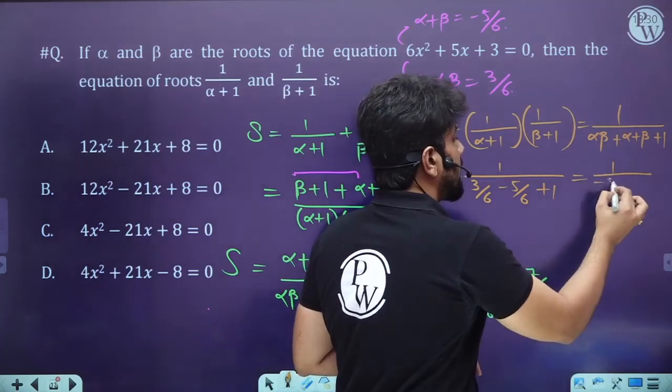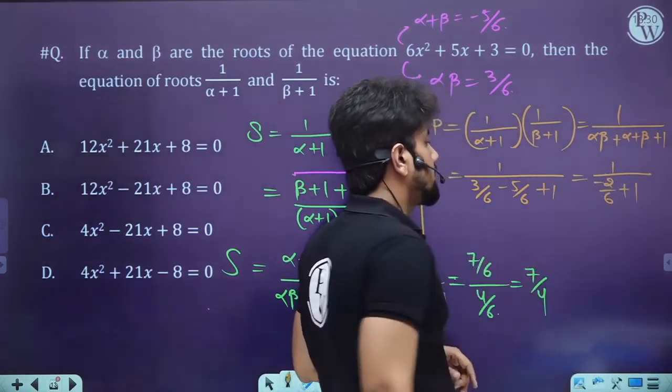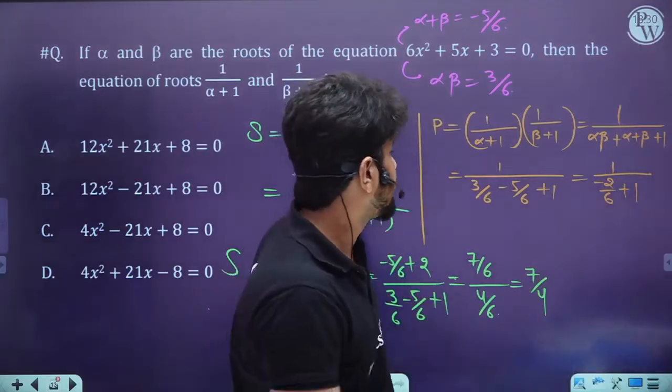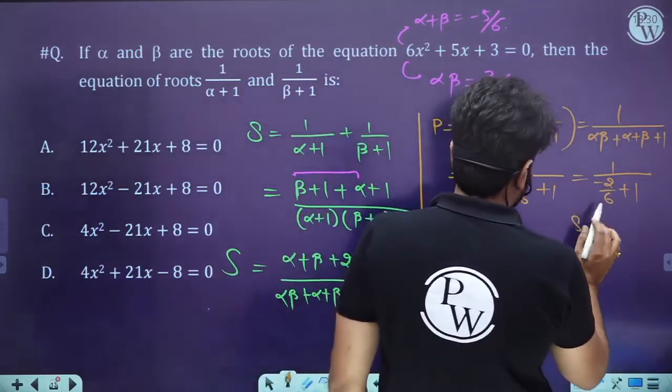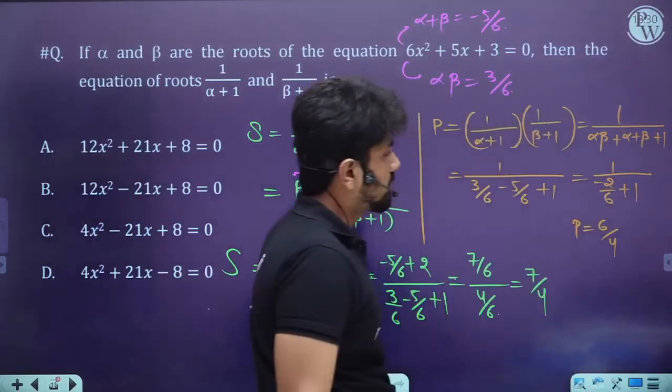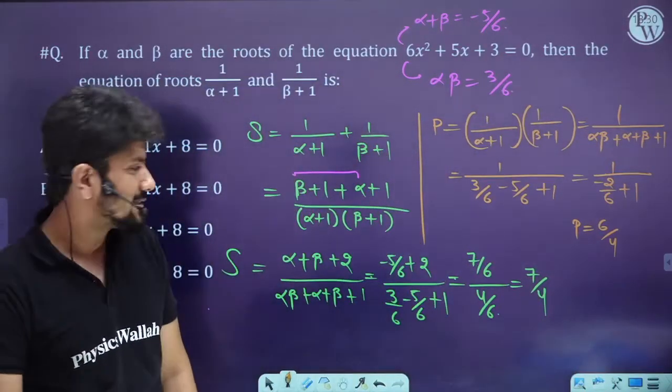Minus 2 by 6 plus 1, which is 4 by 6 in the numerator. 4 by 6 will be 6 by 4. So the product of the roots is going to be 6 by 4, or you can write it as 3 by 2.